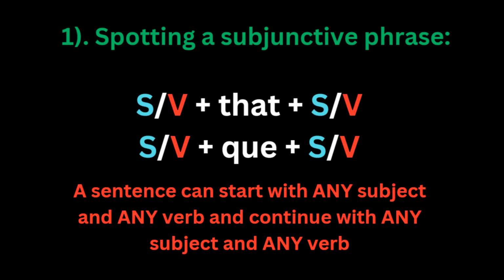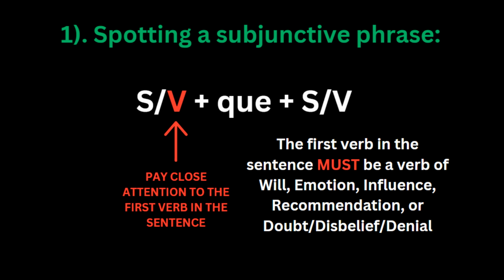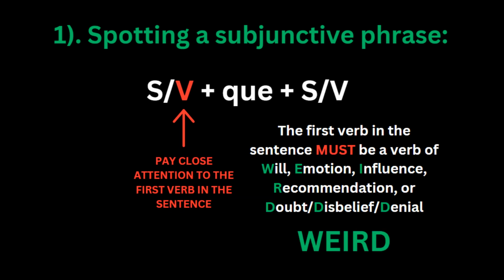Just because a sentence has a subject verb plus que plus a subject and a verb, it does not mean that the phrase will be in the subjunctive, mainly because we have to pay close attention to the first verb in the sentence. In order to have a sentence that is activated in the subjunctive, the first verb in the sentence, conjugated with its pronoun, must be a verb of will, emotion, influence, recommendation, or doubt, disbelief, and denial. A simple way to remember this is by using the word weird. The initial letter of every category combines into the word weird, so you must have a verb that comes from this list. If a verb does not come from weird, the subjunctive is not activated. And here's what I mean.